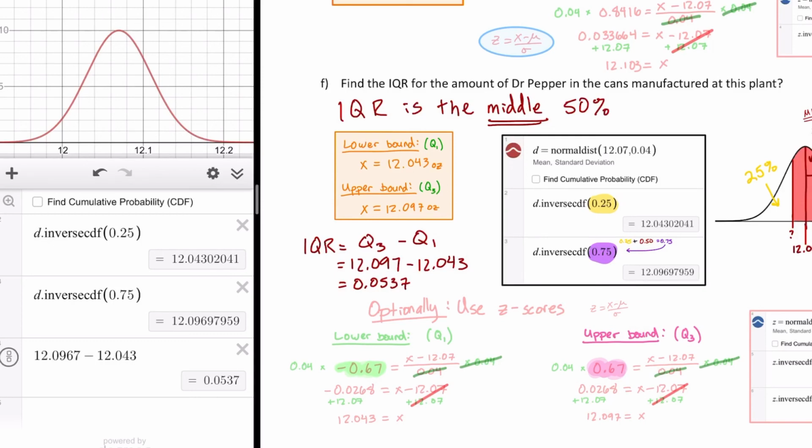All right, there you have it. That's how we can use technology, specifically Desmos, to find answers to these normal distribution questions, both where you're given x's and have to find percents, and given percents and have to find the x values, the values in context.